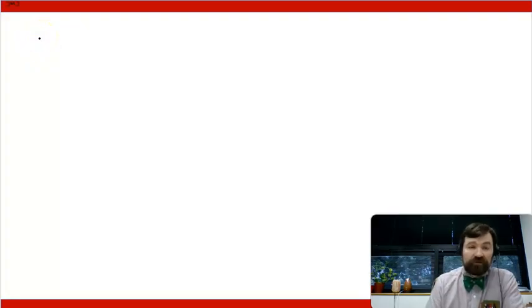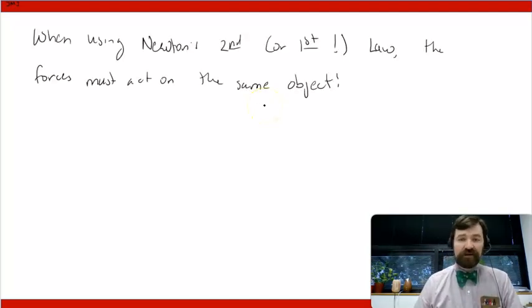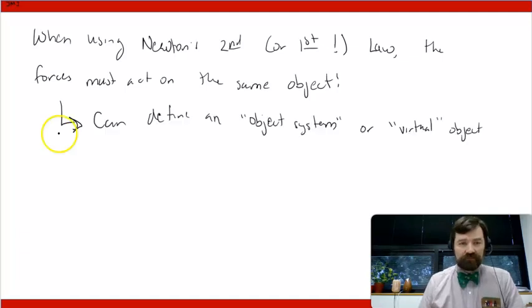One thing that is very important to note when using Newton's second law is that you need to make sure that the forces are in fact acting on the same object. That statement is also valid for Newton's first law, by the way. Now, sometimes we can get around this by defining a virtual object or defining a system as an object. And along similar lines, you have to be careful that you're only looking at external force.